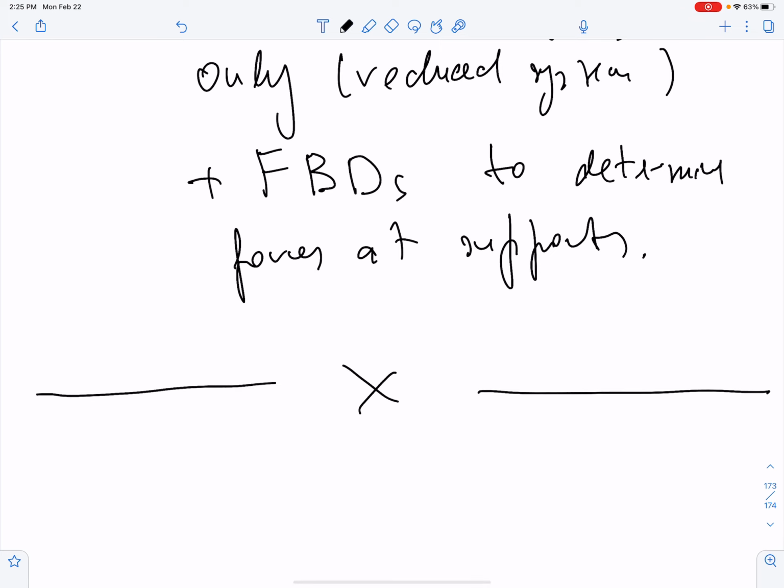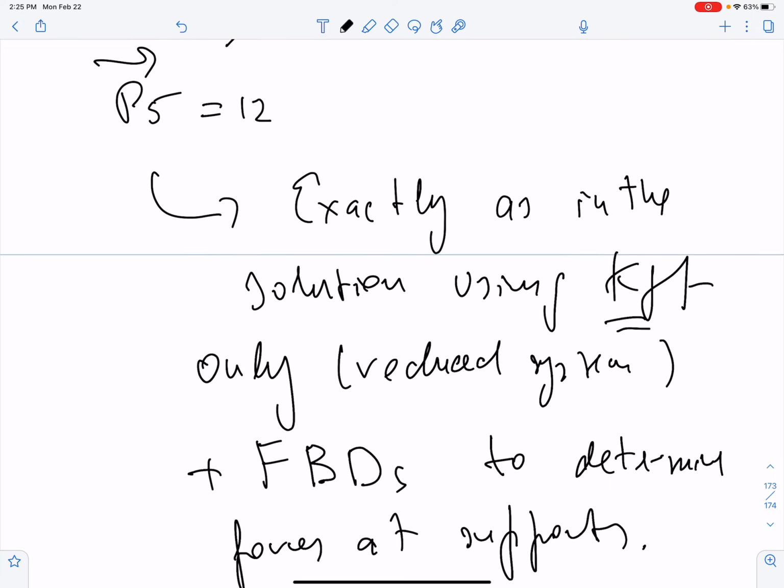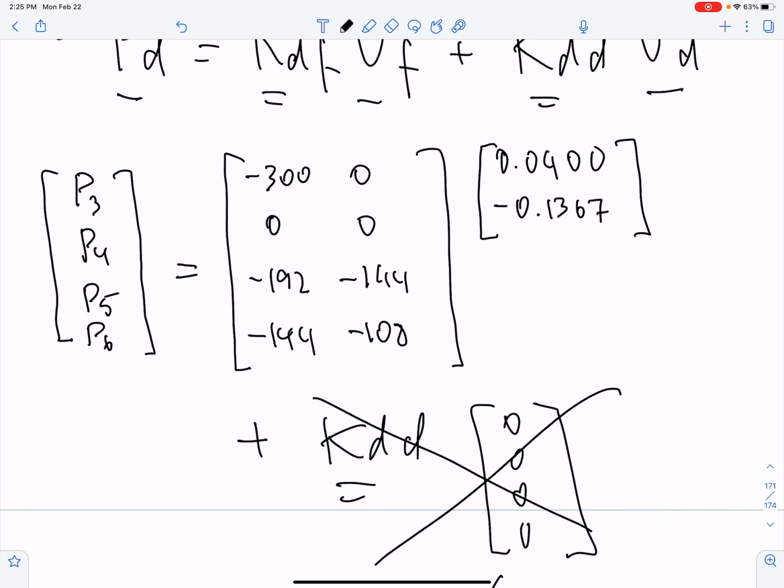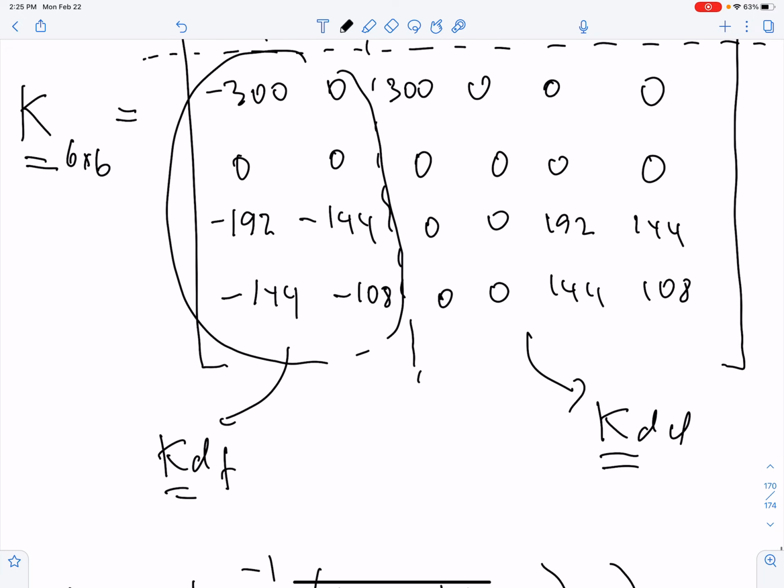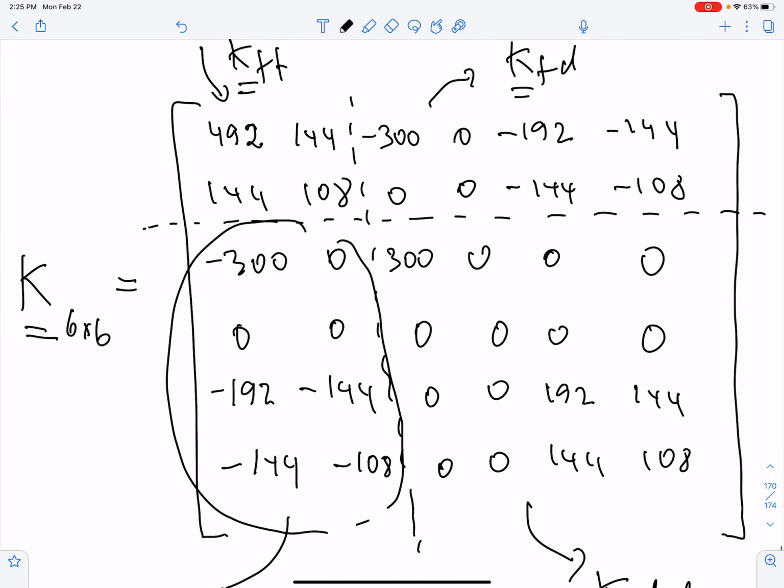Other than that, I do recommend that when you write your software, you write it for the expanded system and do the partitioning as we discussed. And a final comment I want to make: if you make a partitioning like this, it is very important that you first label the free degrees of freedom, and then you label the restrained degrees of freedom. If you randomly label them together, you're not going to get a partitioning like this with the matrix.